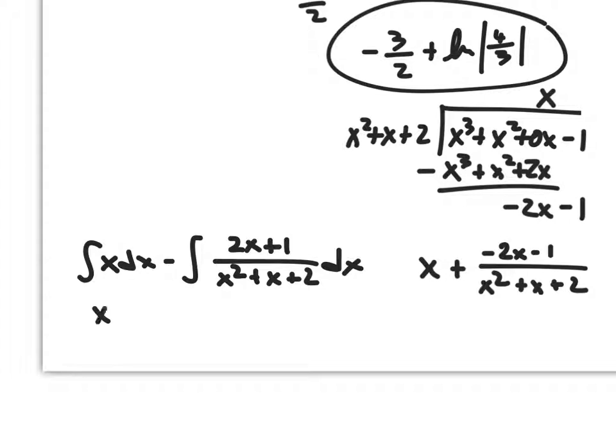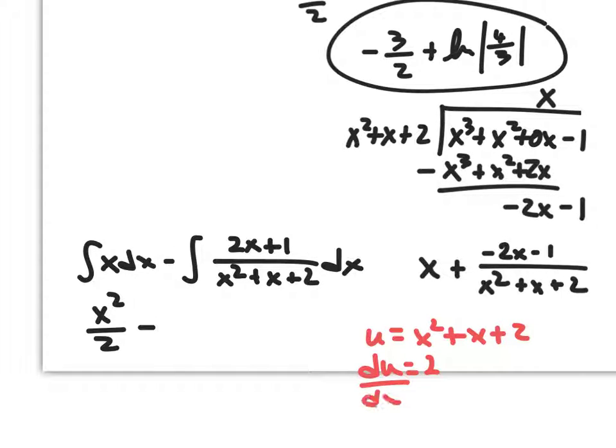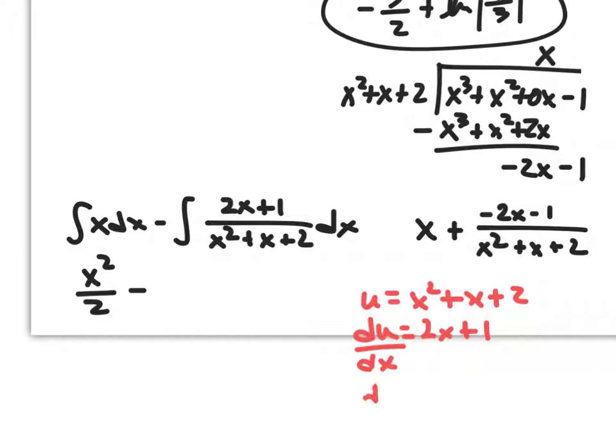So this integral is easy. This one actually isn't that bad. I'm going to set u equal to x squared plus x plus 2. That'll make du dx 2x plus 1. Ooh, look at that. So du will equal 2x plus 1 dx.